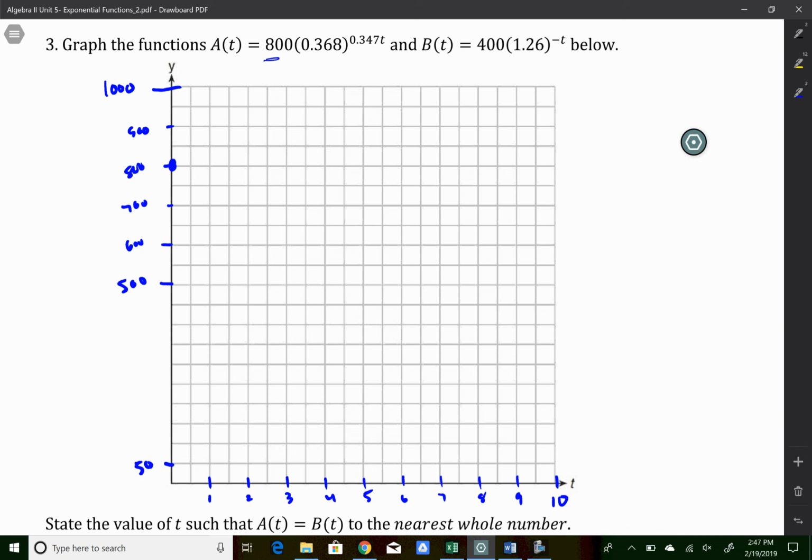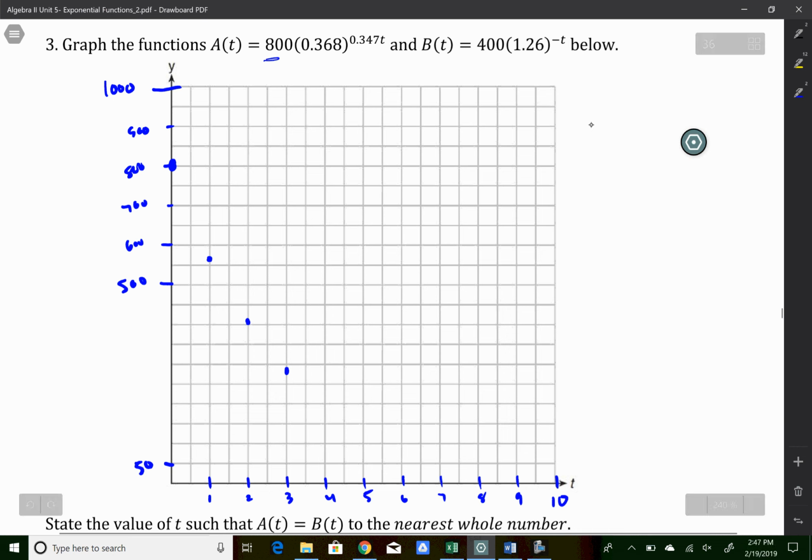All right, so if we start at 800, that's our first point. At 1, I'm at 565, so here's 500, and a little bit more than half. At 2, I'm almost at 400, so I'd be like here. At 3, I'm at 280.